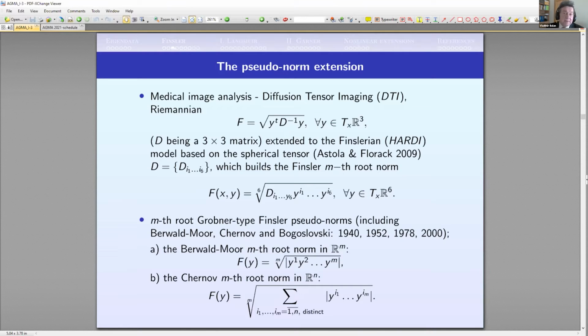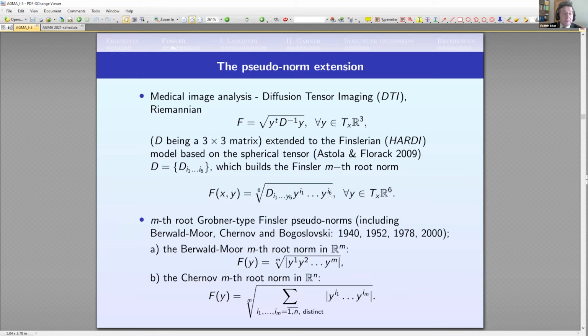So why extending? That was the question. And here were the first applicative results in 2009, where they said, yes, we have a model and it can be extended. Here is the Riemannian one. You can see it above. This F is basically Riemannian. You can see it from inside.